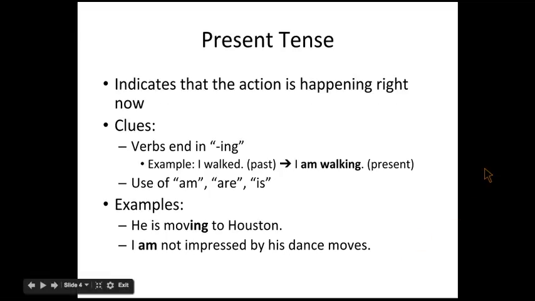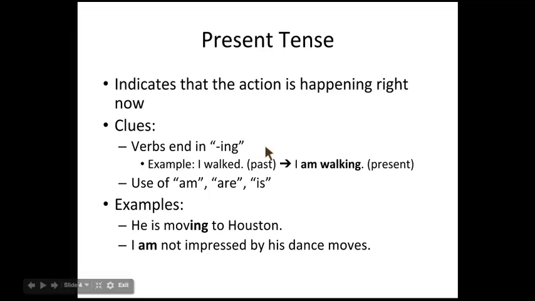The present tense isn't used quite as much in writing, but you're still going to run into it. The present tense indicates that the action is happening right now. So like I am driving to the store, I was driving to the store right when I wrote that. So it was in the present tense. Here's some clues to help you. Verbs ending in ing. So driving, talking, walking. Any of those, that's usually going to indicate present tense if that is the main verb.